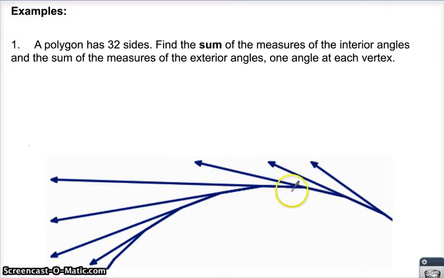The question is, find the sum of all the interiors. The interiors are angles like that. So I need to find out what all those are. Oh wait, this just said it was a polygon. It didn't have to be regular. Doesn't matter. It's going to have the same sum on the inside.